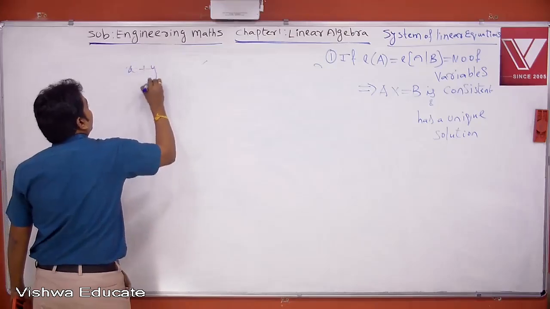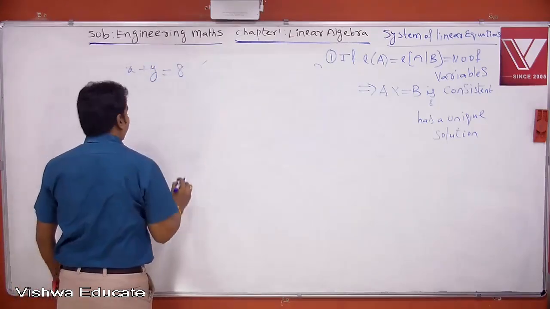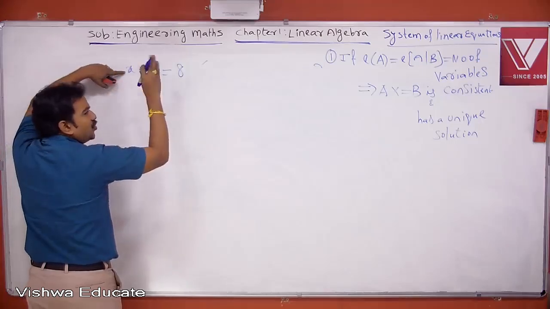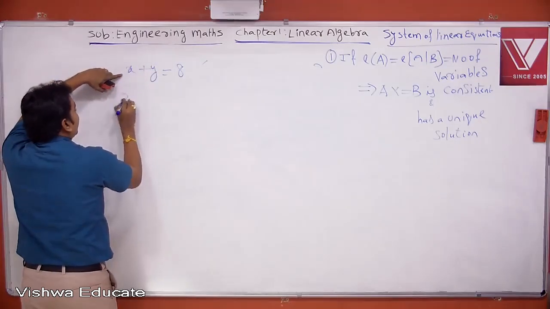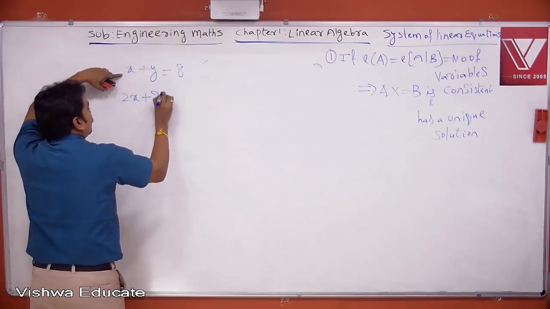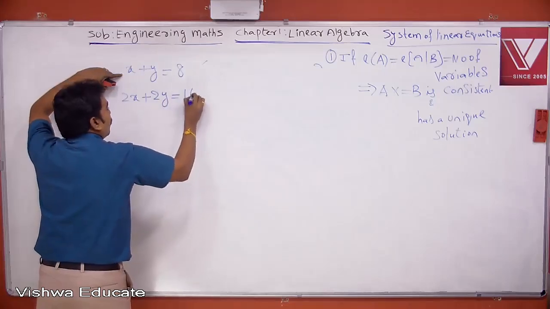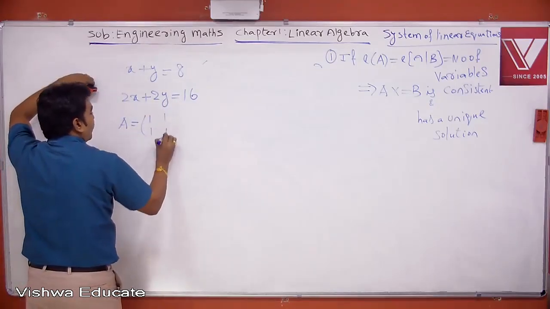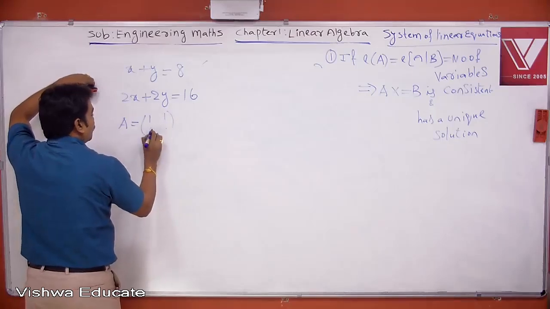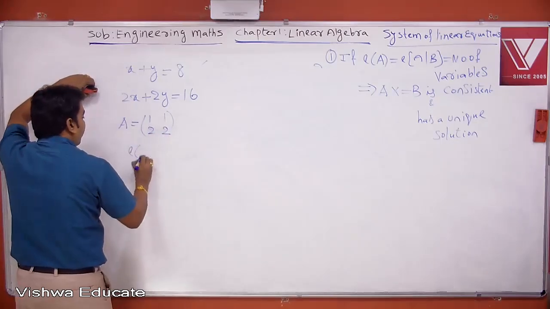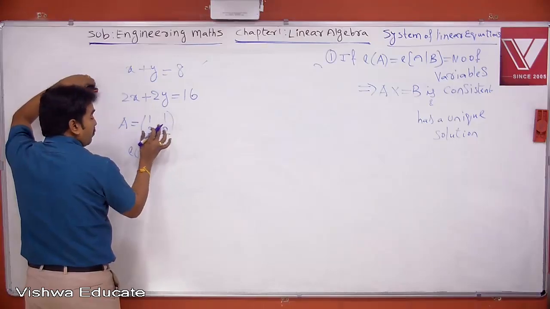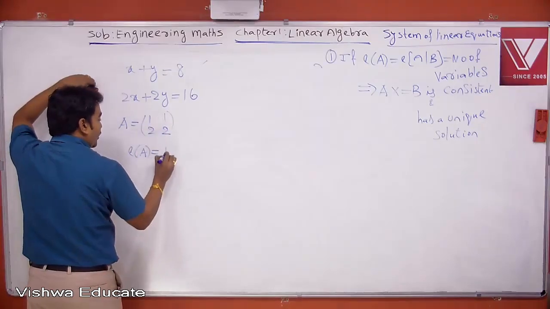Suppose my equation is x plus y equal to 8. Now let us multiply this equation with any non-zero number. Suppose I am multiplying this equation with 2. So 2x plus 2y equal to 16. Now here A equal to [1, 1; 2, 2]. So here its det value is 0, so rank is not equal to 2. But this is not a null matrix, so rank is 1.